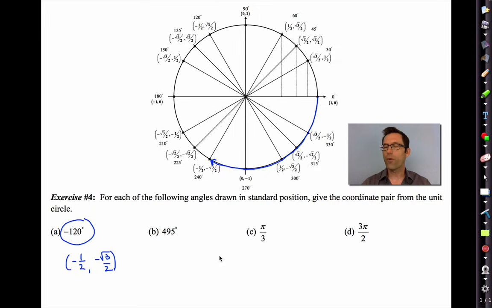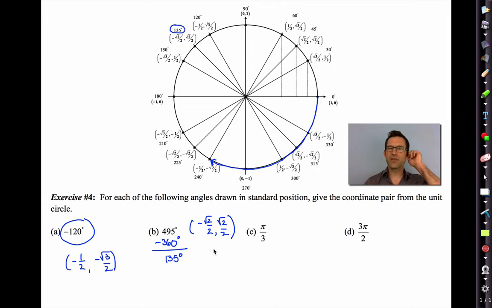Well, 495 degrees is more than one full rotation. So based on a couple lessons ago, if we want to figure out what it's coterminal with, we can just subtract off 360. But that makes it coterminal with 135 degrees, which means the coordinate pair is negative root 2 over 2, comma, positive root 2 over 2.